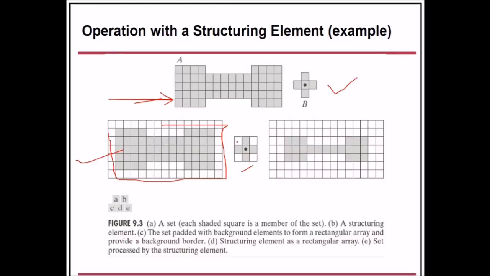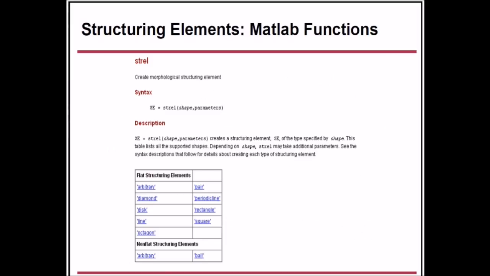This is a structuring element as a rectangular array. We have made an array for this also, and this particular shape is the structuring element. This is the set processed by the structuring element, right? So this was applied here, and as we applied it, you can say you have done a union or intersection. According to that, the final result of combining these two in a certain fashion gives rise to this element.